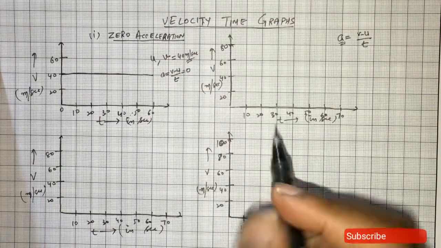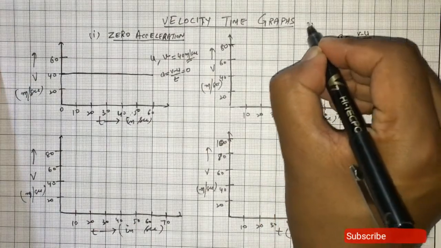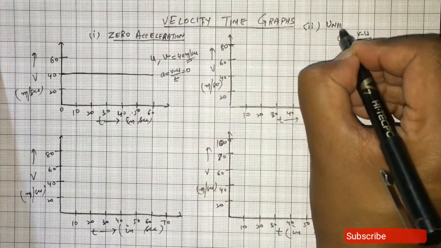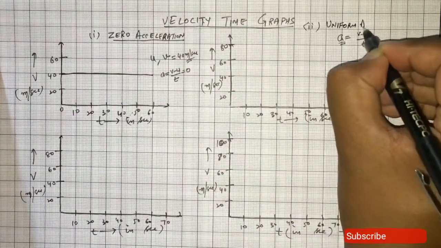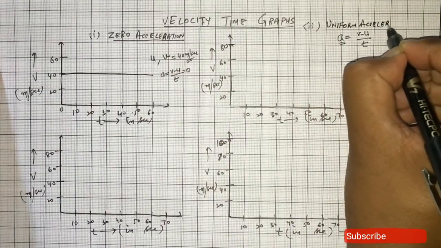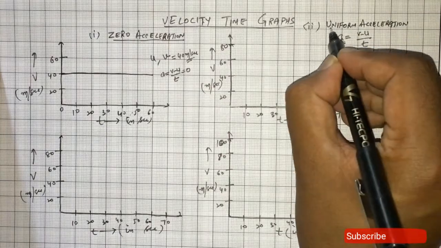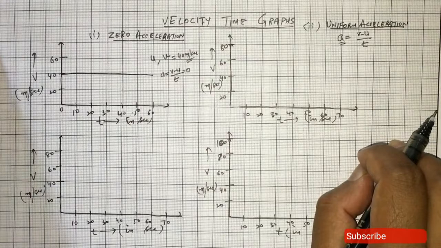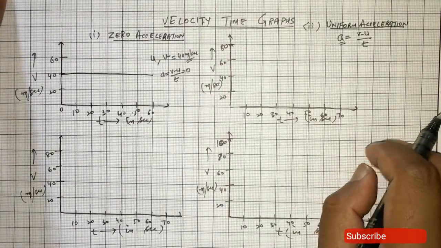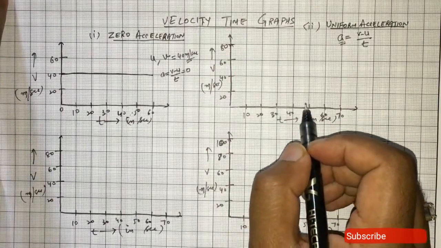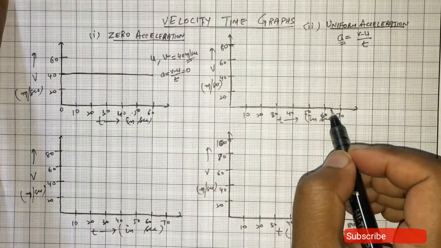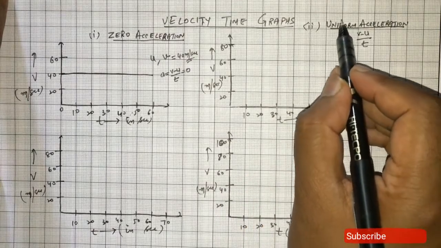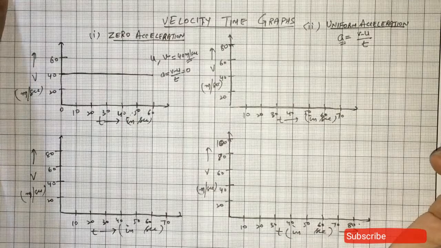Clear? Now the second is uniform acceleration. Uniform acceleration, according to the definition, if the body or the object changes its velocity equally in equal intervals of time, then we can say the object is in uniform acceleration.